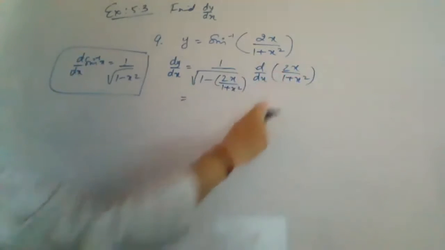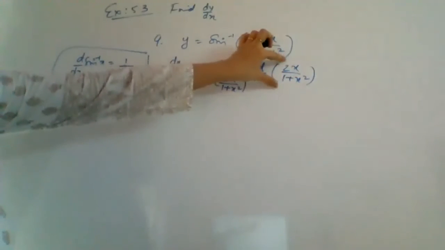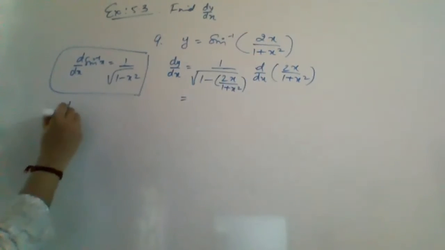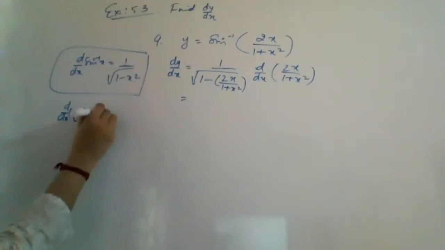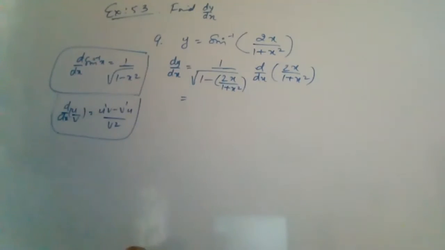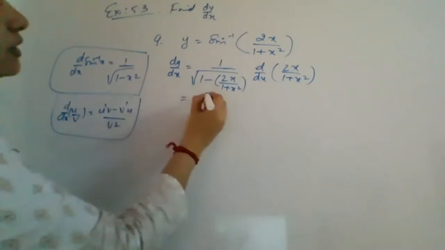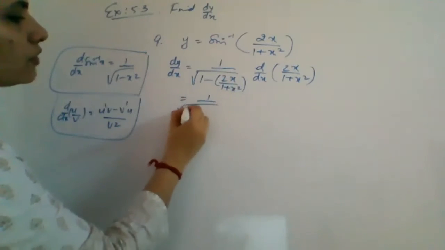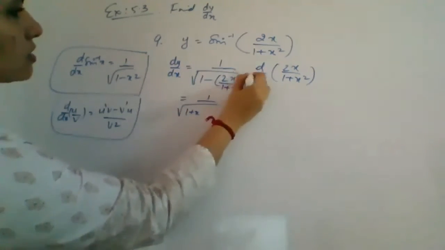Now again, since it is in quotient form, in fraction form, you have to use your quotient rule. What is quotient rule? d by dx of u by v is u dash v minus v dash u divided by v square. So this is what we are using here. What you will get, this one after simplification will give you 1 by root of 1 plus, sorry, here it is whole square.